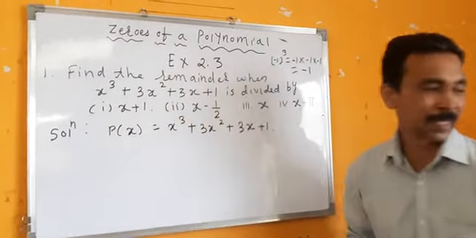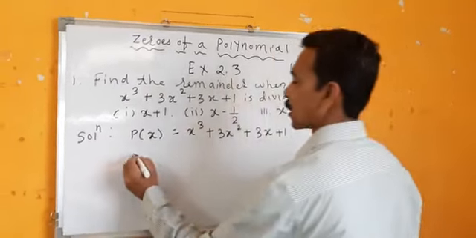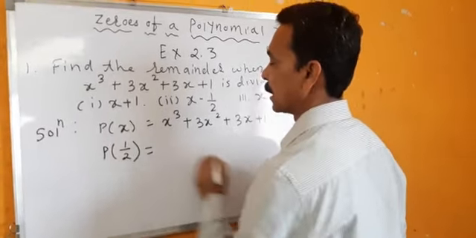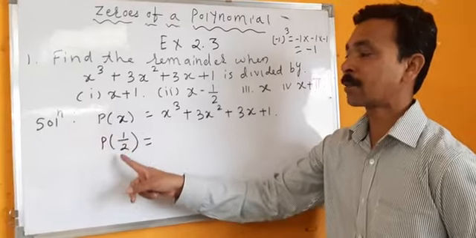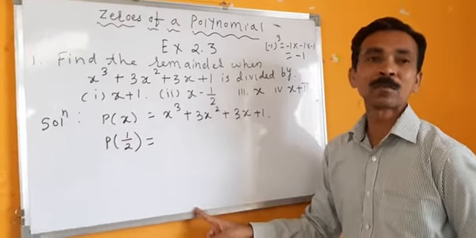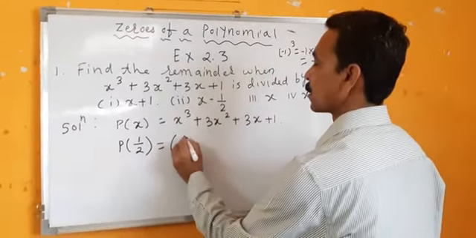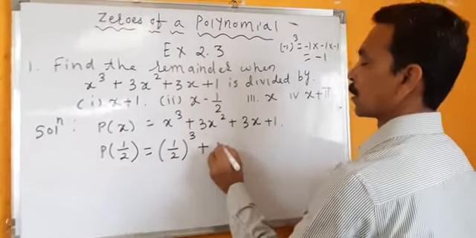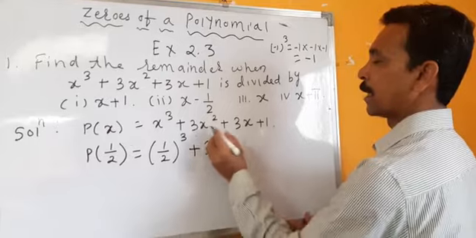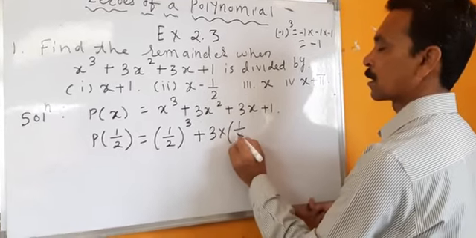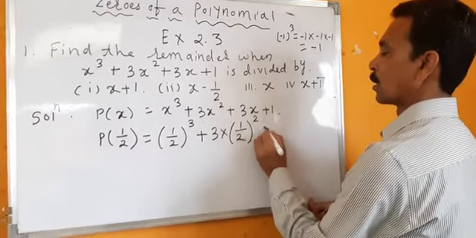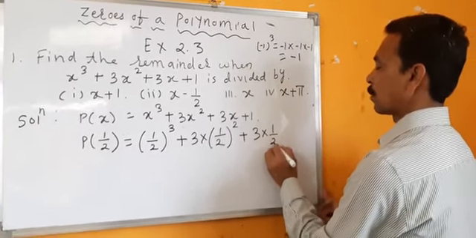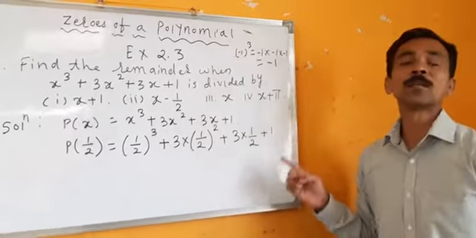Now I will place x is equal to 1 by 2 in this polynomial, that is p of x. So it becomes p of 1 by 2 is equal to, why am I writing 1 by 2? Because the value of x is 1 by 2. x cube means 1 by 2 whole cube, plus 3x square means 3 into x square. What is the value of x? 1 by 2 whole square, plus 3x means 3 into 1 by 2, plus 1.